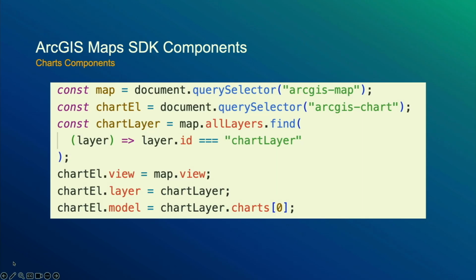And the model is the JSON object representation of the chart. So in this case, it will be in the chart layer, accessing it through the charts property. The charts will be an array of objects, and I'm accessing the first object.